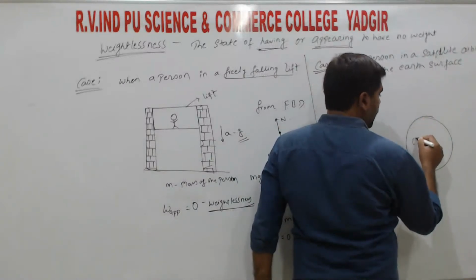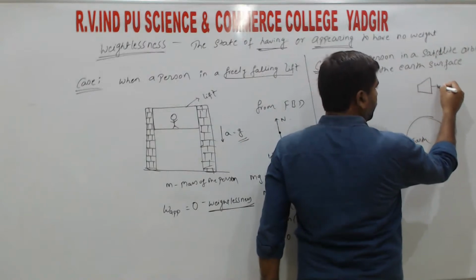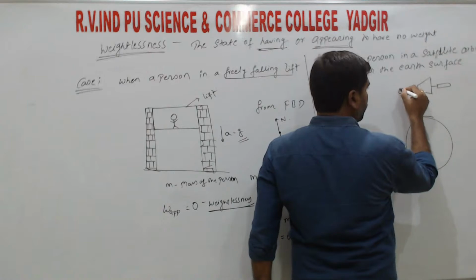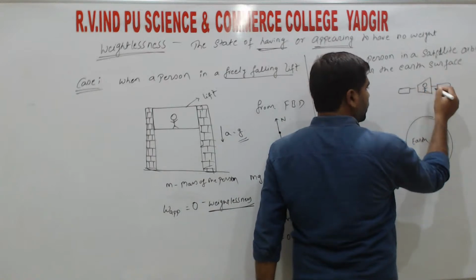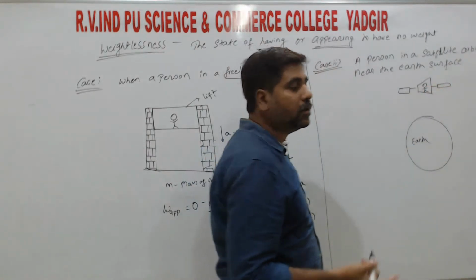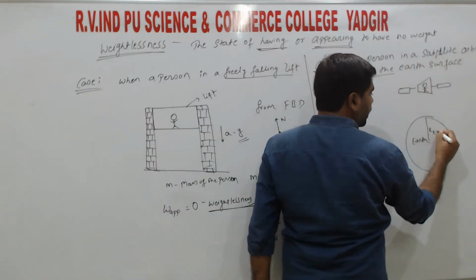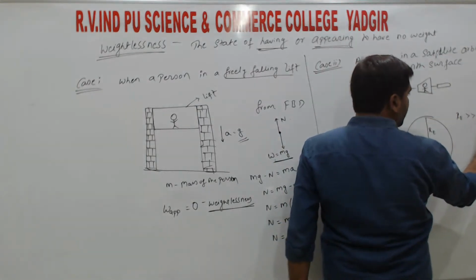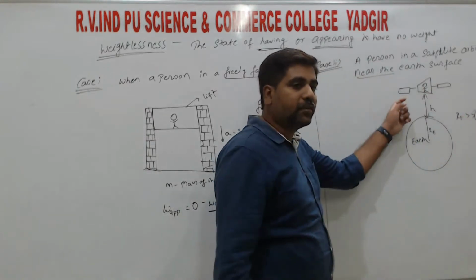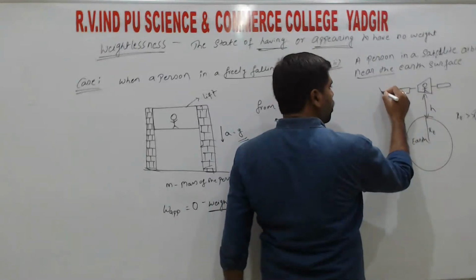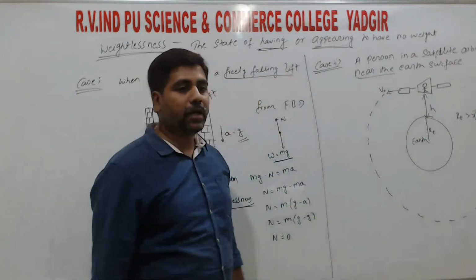So this is R, right? This is the satellite. Inside the satellite a person is there, right? It is nearer to the surface. Nearer to the surface means RE is very much greater than H, so we can neglect H, right? This satellite is moving with the orbital speed.